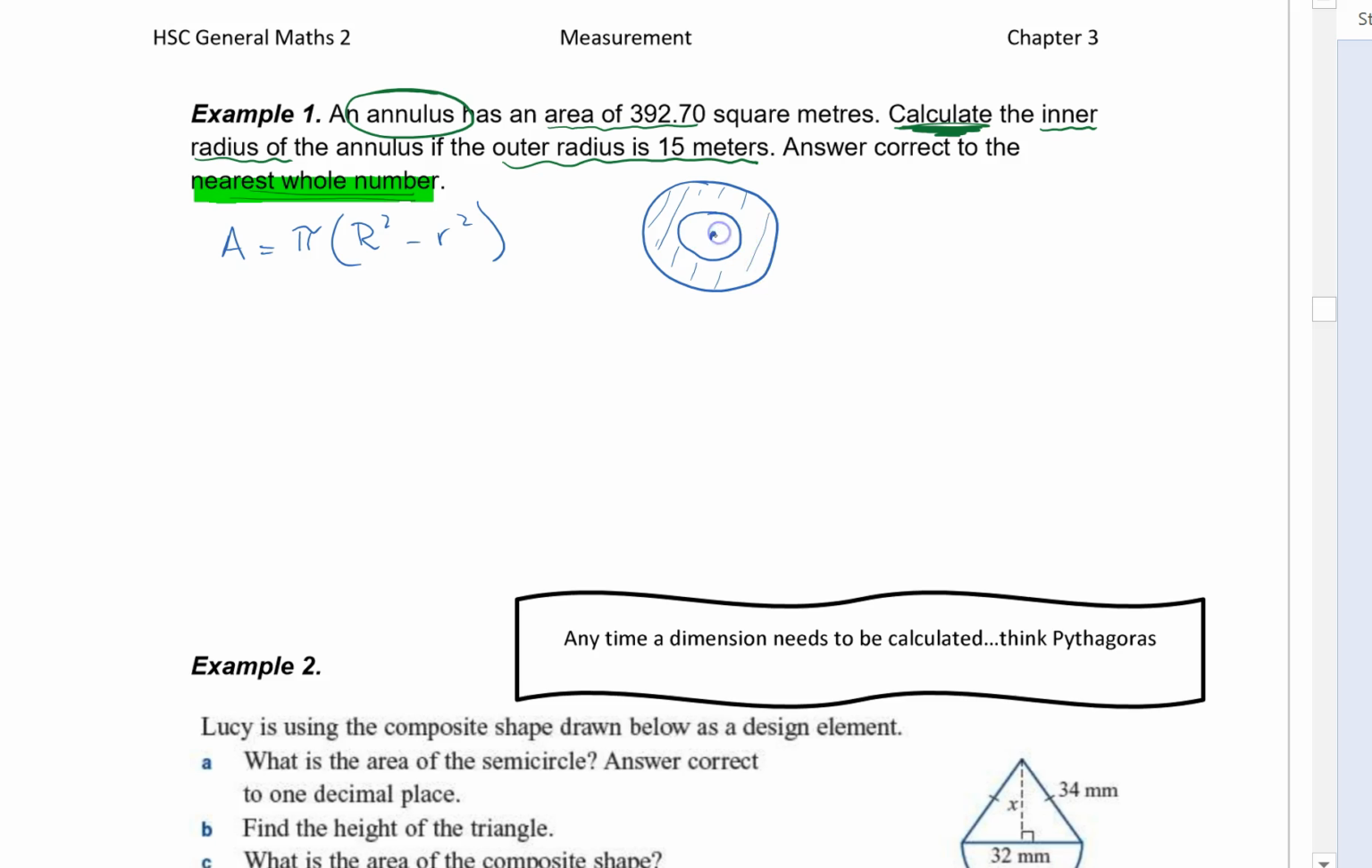These 2 circles have the same center, and they clearly have different radii. It says the annulus has an area of 392.7. This shaded bit, the area is 392.70 meters squared. We actually know the area. So unlike the standard question where you're asked to find the area, in this question you're given the area. That's really important to register.